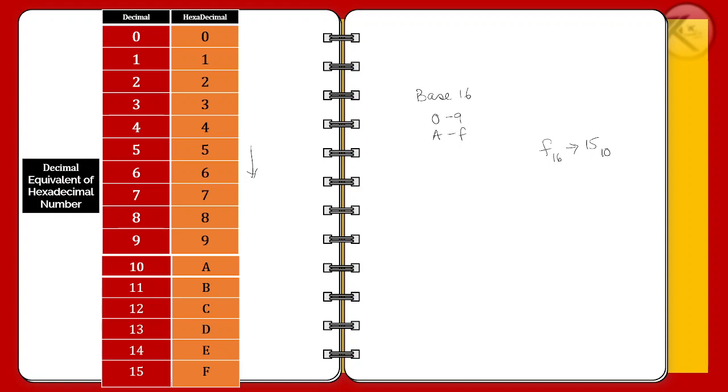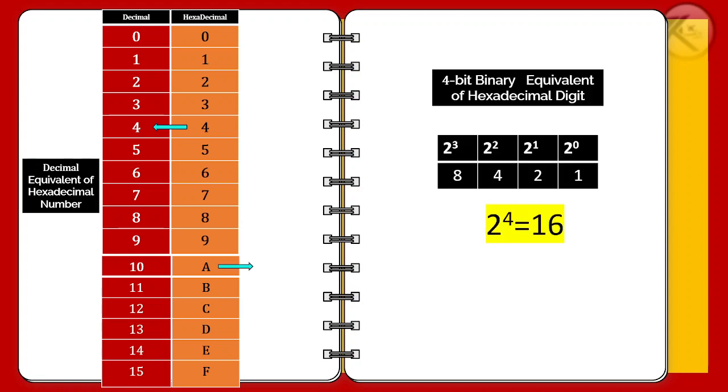But what is of prime importance that we must all know is the binary equivalent of a given hexadecimal number. The binary number system is basically a base 2 number system, and it has bits 0 and 1. So how do we write that set of bits which will represent some hexadecimal digit? Every hexa digit is represented using a 4-bit binary equivalent.